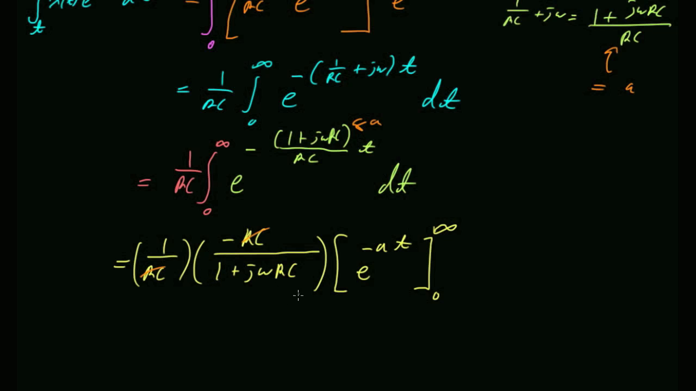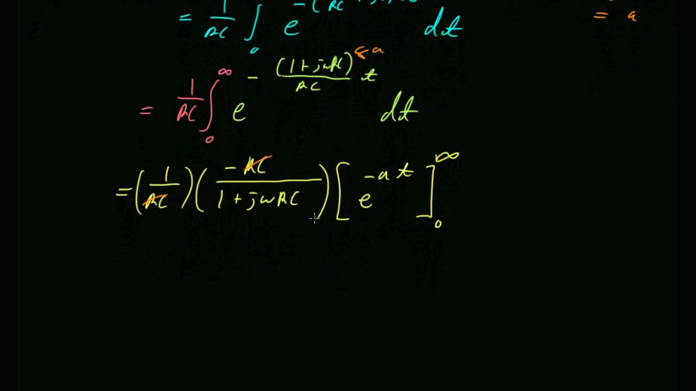So I've got e to the minus a infinity. It's going to be 0, right? E to the minus infinity is always 0. So I've got 0 minus, and then I sub in 0, so it's e to the minus 0, which is 1. Oh man, I am liking that. So 0 minus 1 is negative 1. That minus cancels this minus. And what am I left with? 1 over 1 plus j omega RC. Hey, have we seen that before? Yes.